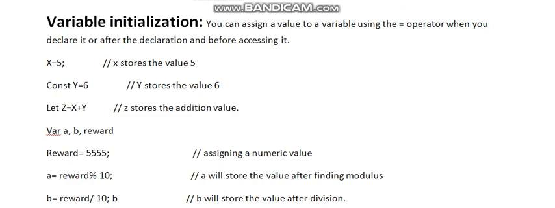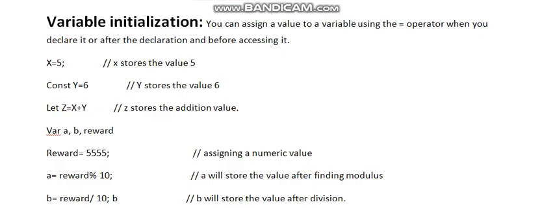The second one is initialization. Initialization means assigning a value to a variable using different kinds of operators, when you declare it or after the declaration and before accessing it. The most used operator is the equals operator for the initialization purpose, that is also known as the assignment operator. Here x equals 5 means that x is storing the value 5, and constant y equals 6 means that the y variable is constant, storing the value 6, and let z equals x plus y. After adding x and constant y, the answer will be stored in z.